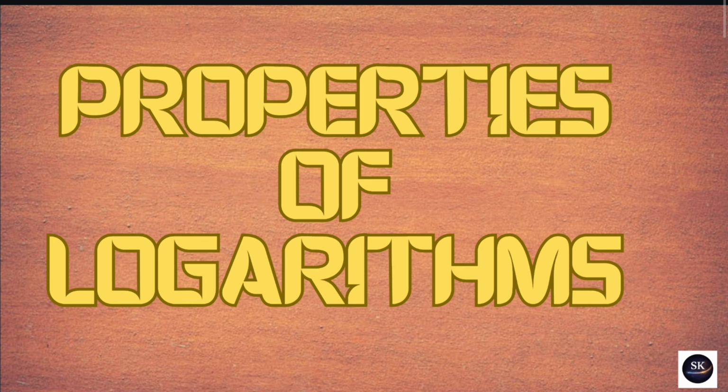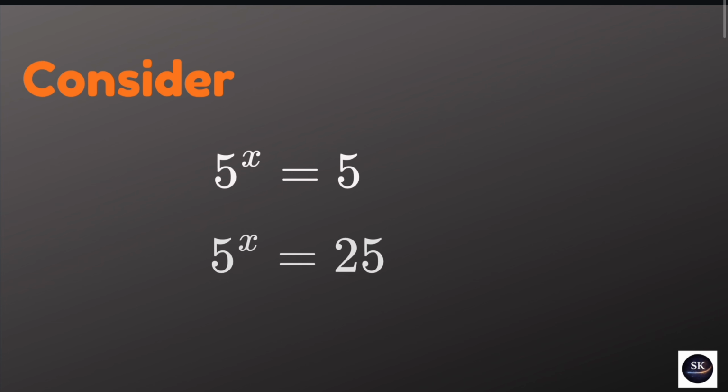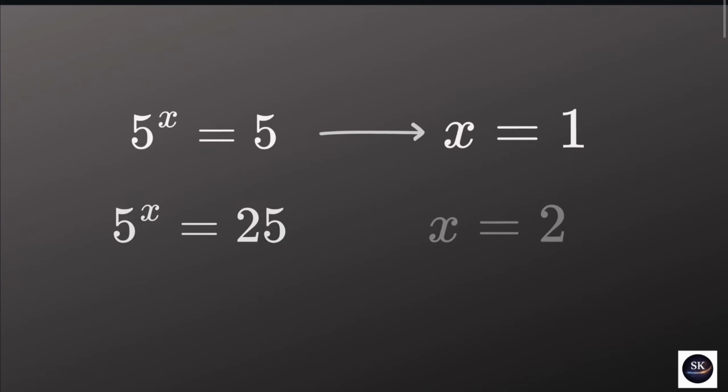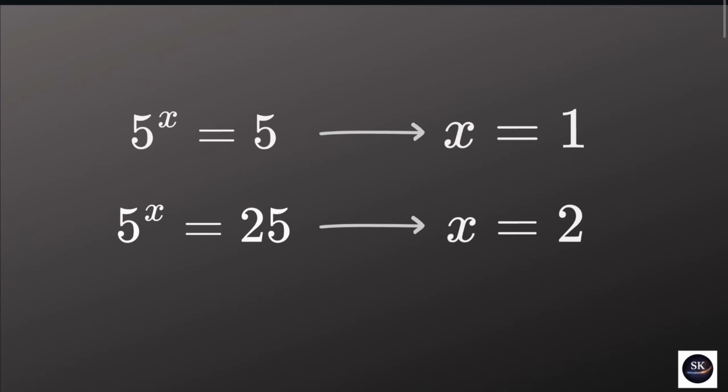So let's begin. First, I want you to consider these two equations. 5 raised to x is equal to 5 and 5 raised to x is equal to 25. What are their solutions? You'll say that's easy. 5 raised to 1 is 5, so x equals 1 is the solution of the first equation, and similarly 5 squared will be 25, so x is equal to 2 is the solution over there.